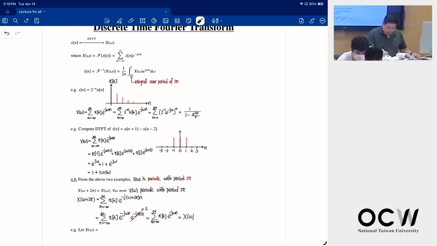Keep in mind the result here. Besides periodic with 2 pi for your Fourier transform, what else? We will talk about it next week.